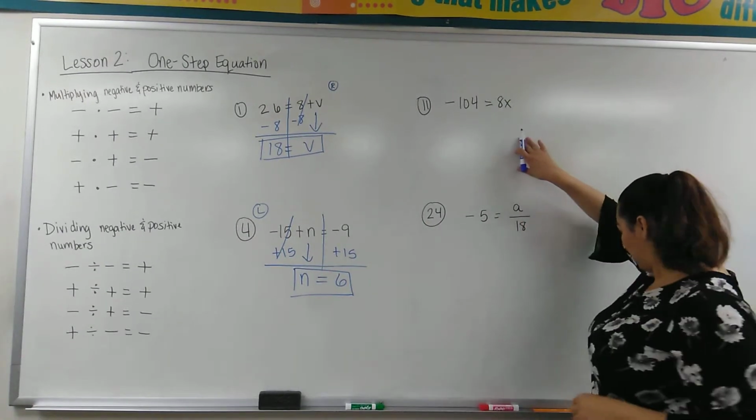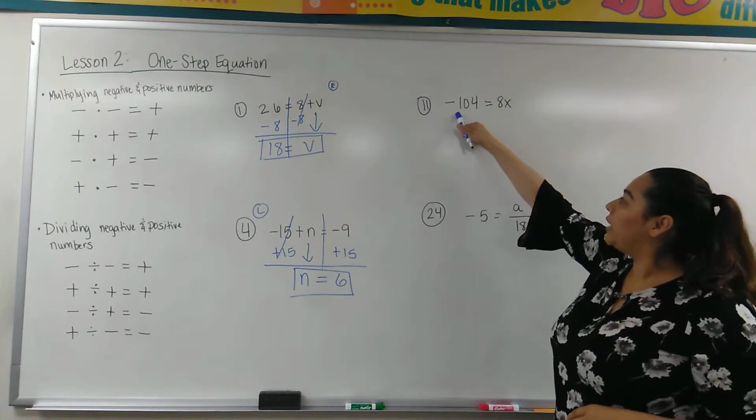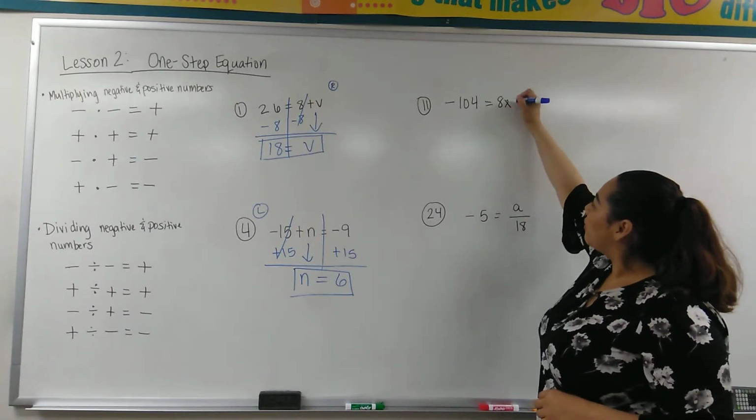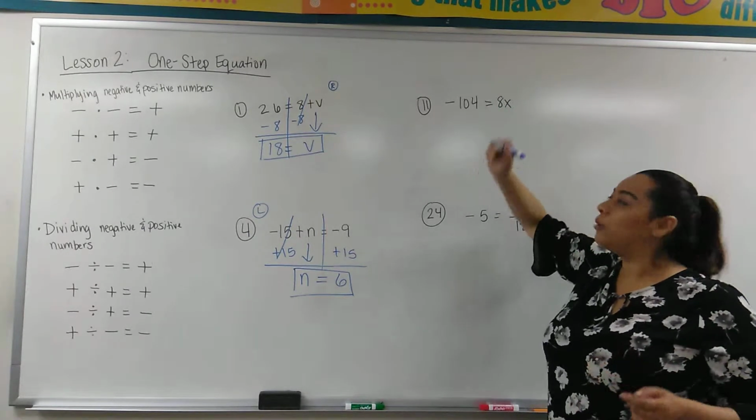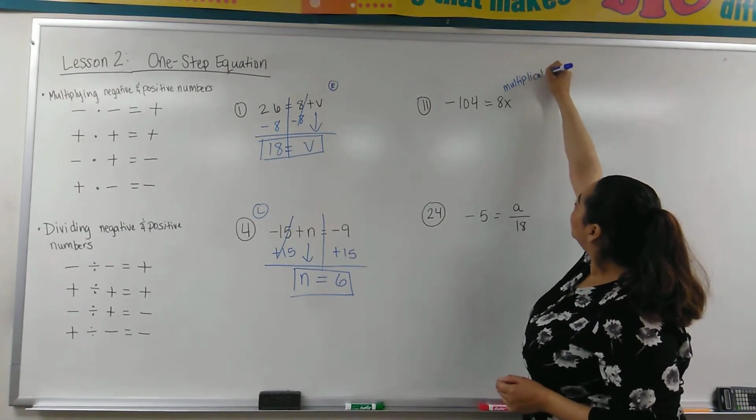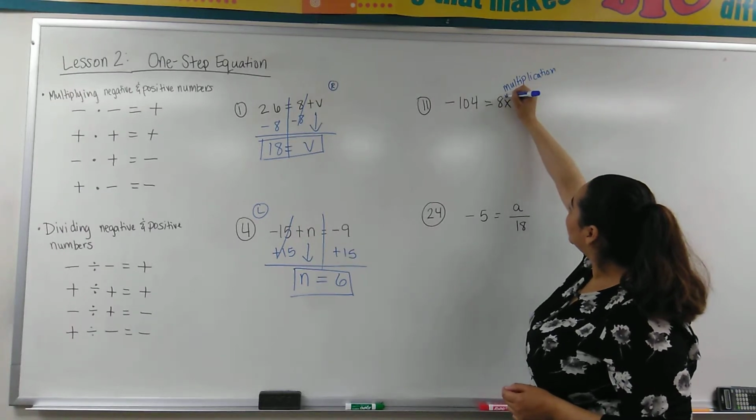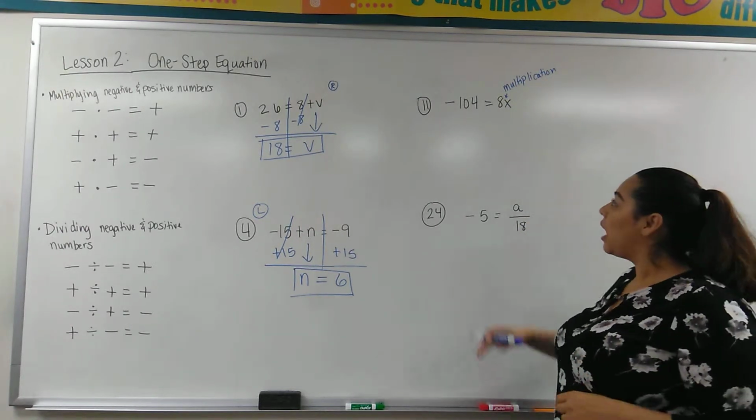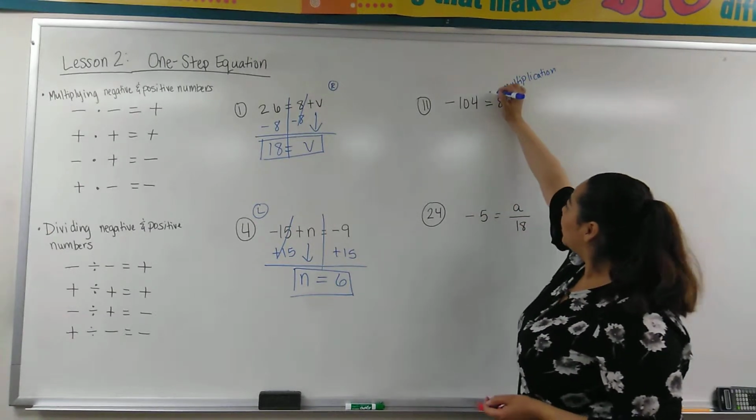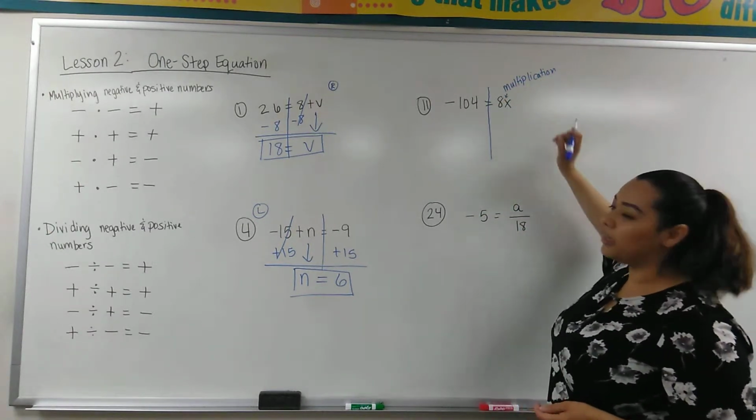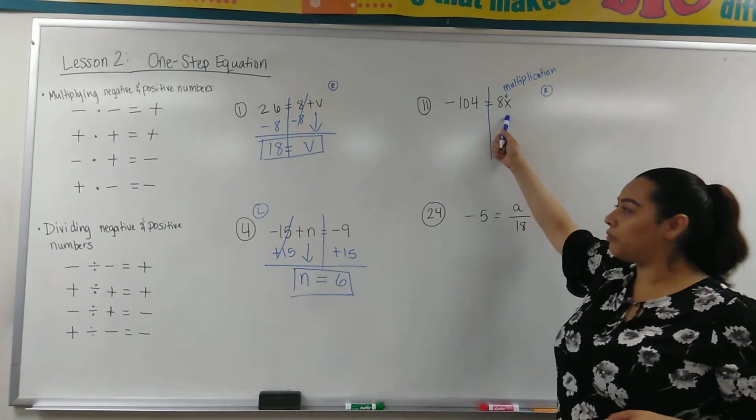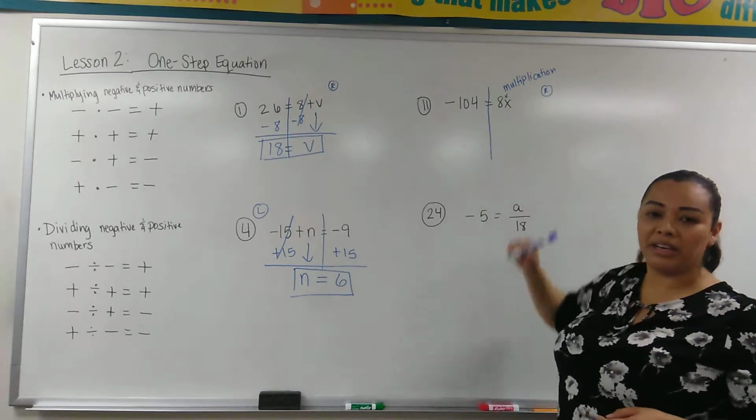Number 11. Now number 11, we have negative 104 is equal to 8x. 8x, whenever we have a number like this next to a letter, it means multiplication. That means that we're multiplying 8 times x. Opposite of multiplication will be division. So, again, we're going to draw our line. Our letter is on the right side. So we need to leave the letter by itself right here. That means we have to get rid of the 8.